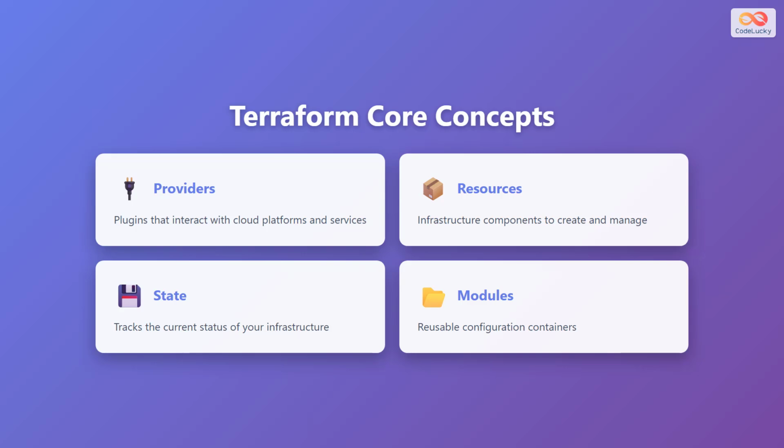To work effectively with Terraform, you need to understand 4 core concepts. First are providers. Providers are plugins that interact with cloud platforms and services like AWS, Azure, or Kubernetes. Second are resources. Resources are the actual infrastructure components you want to create and manage, such as virtual machines, databases, or networks. Third is state. Terraform maintains a state file that tracks the current status of your infrastructure, allowing it to understand what exists and what needs to change. Fourth are modules. Modules are reusable configuration containers that let you package and share infrastructure configurations across projects.